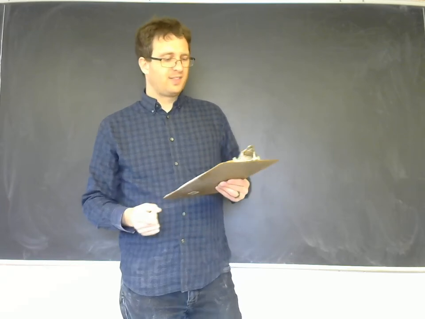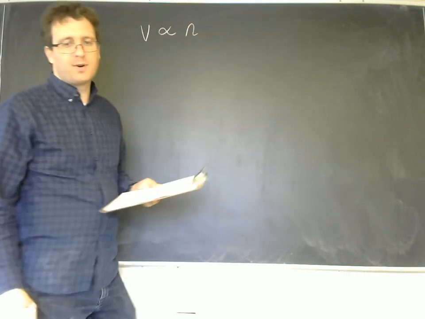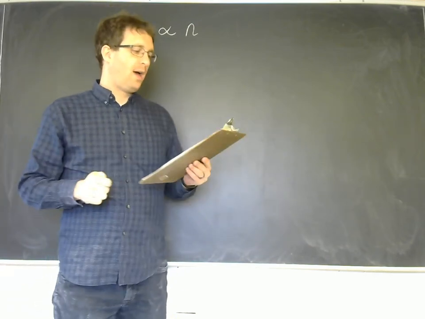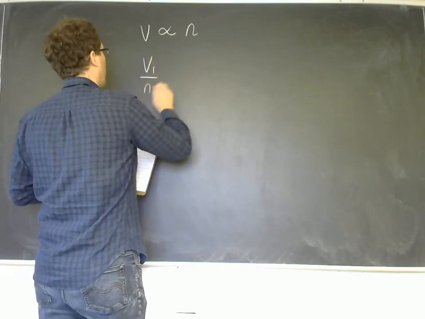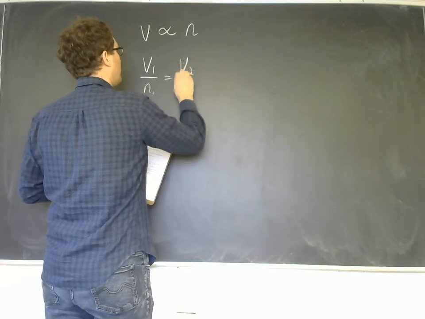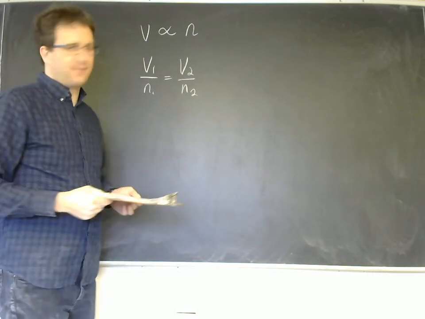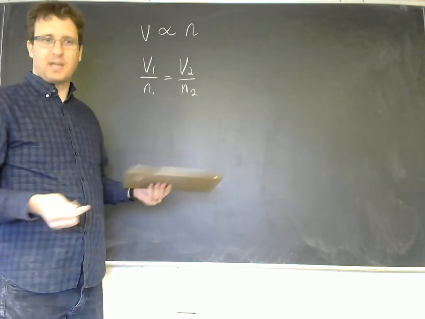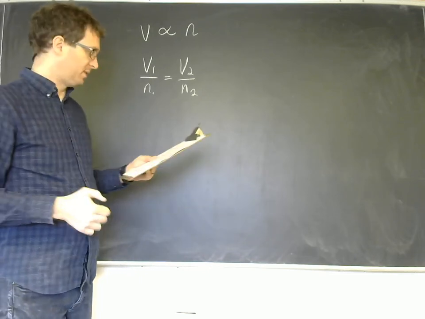Avogadro's law then said that the volume was proportional to n, the number of moles of gas particles, and that's keeping temperature and pressure constant now. And so we could summarize this as V1 over n1 is equal to V2 over n2. And if I, say, doubled the amount of gas particles in my system, keeping temperature and pressure constant, then the volume would double as well, is what Avogadro's law said.